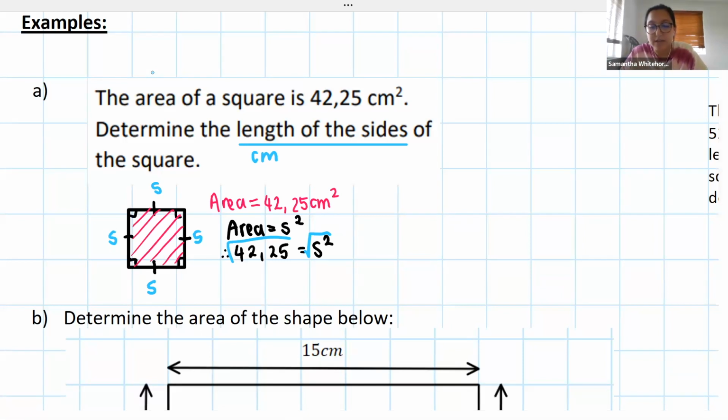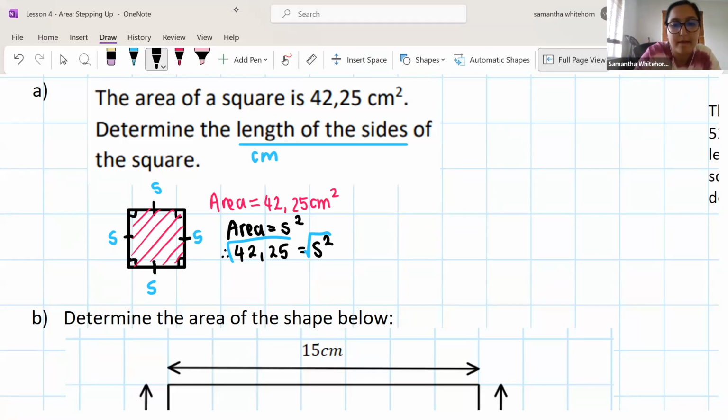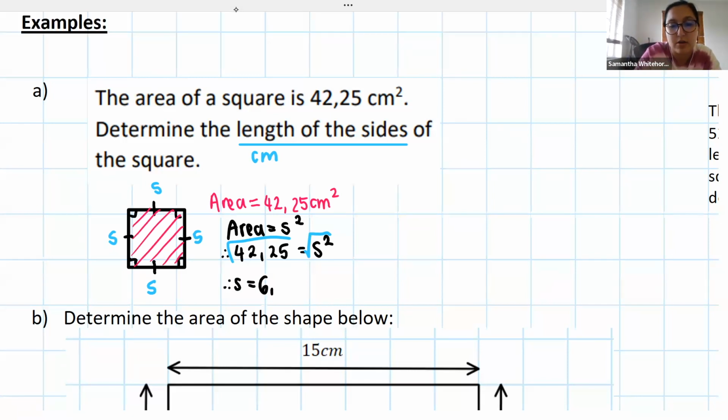And once you've done that, you will have gotten a value of your side length, right? So when I square root 42,25, I get a side length of 6,5 centimeters. And so what we've been able to do here is work backwards from the area and work out the side length.